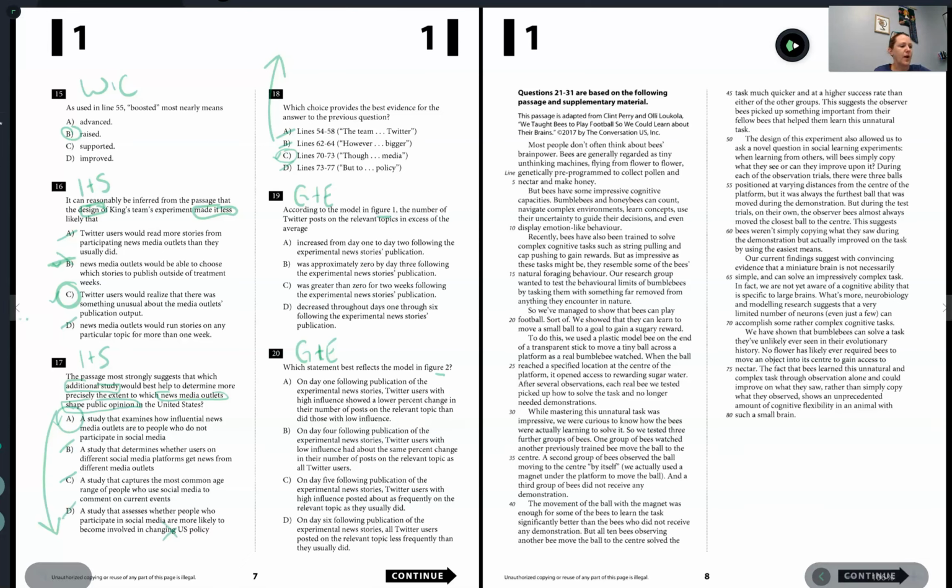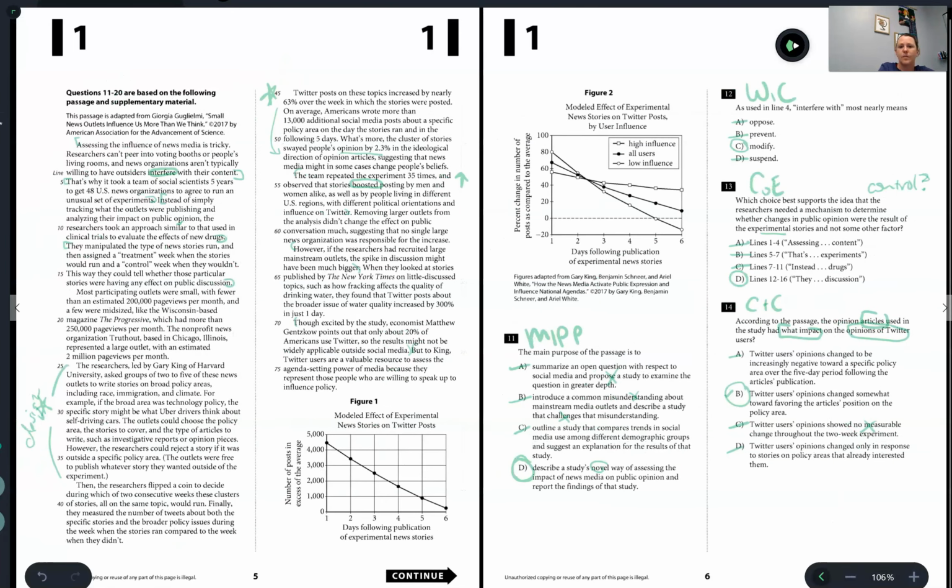Now we can start talking about the graphs. According to the model in Figure 1, number of Twitter posts on the relevant topic in excess of the average. Okay, so let's look at this one. Figure 1, number of Twitter posts in excess of the average. And it looks like it decreases over a 6-day period, never quite reaching 0, but getting pretty close.